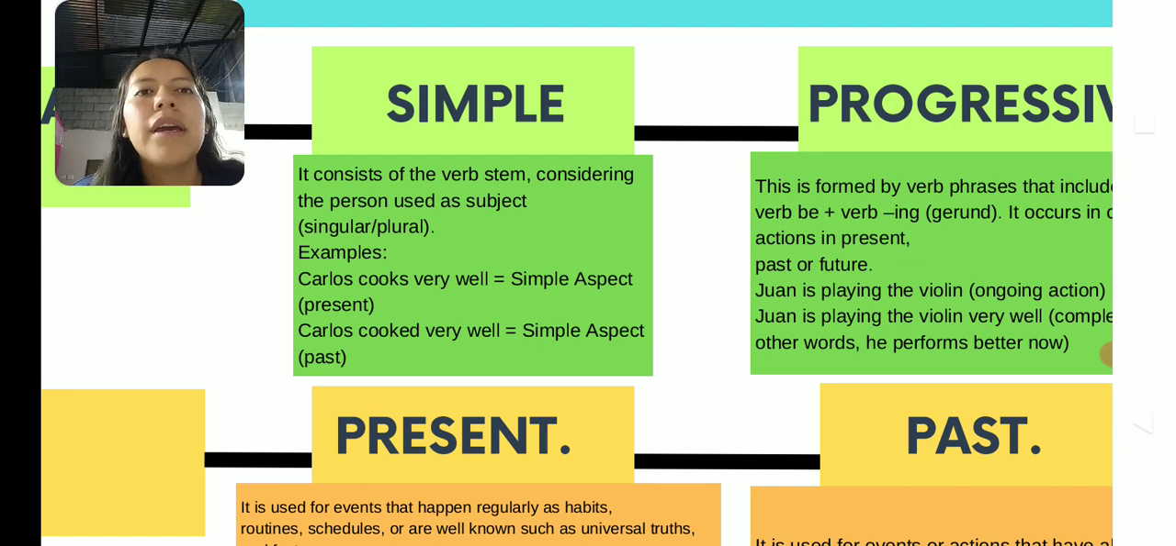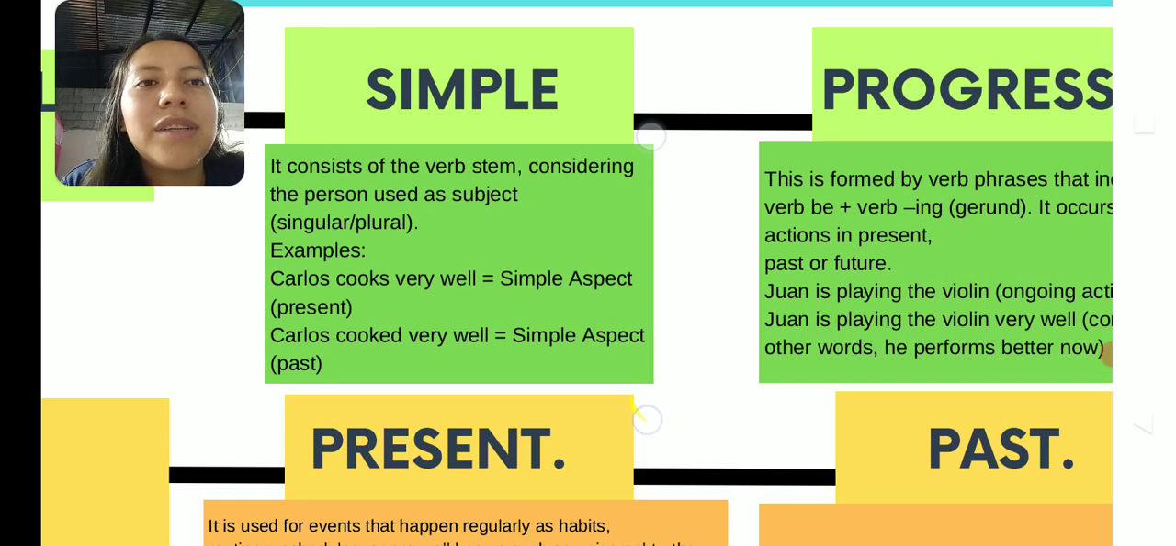For example, there are two examples as you can see in this picture. Carlos cooks very well. As you can see, this is the simple aspect of the present, and the verb ends with s because the sentence is in the third person. The second one is Carlos cooked very well, and this is the simple aspect of the past. And as you can see, the verb is in the regular form. Okay, this is the simple aspect.